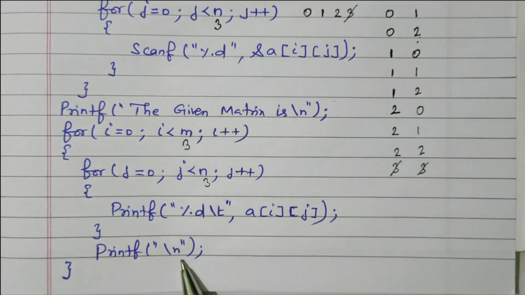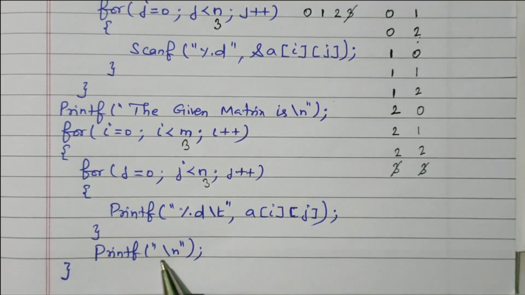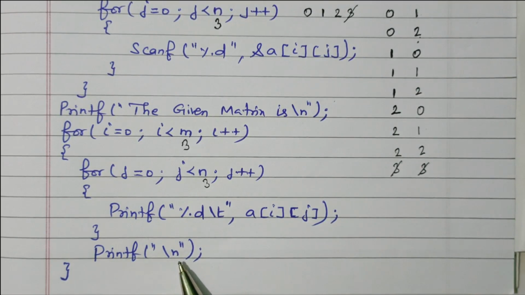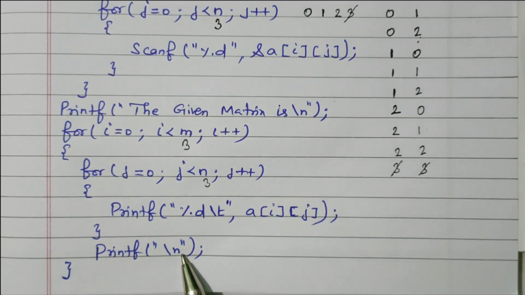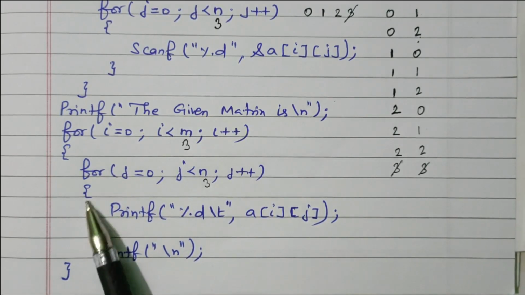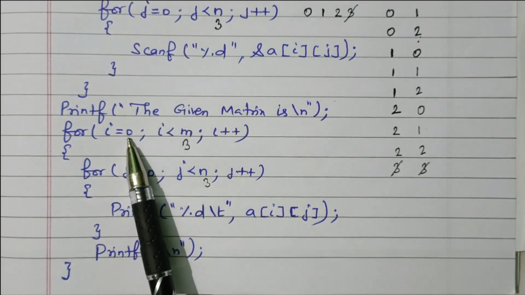So it will go to the outer loop. In the outer loop what do we have? Printf \n, so it will go to the next line. After printing the first row, it goes to the next line so that it will display in a matrix format. Then it will go to the outer loop.